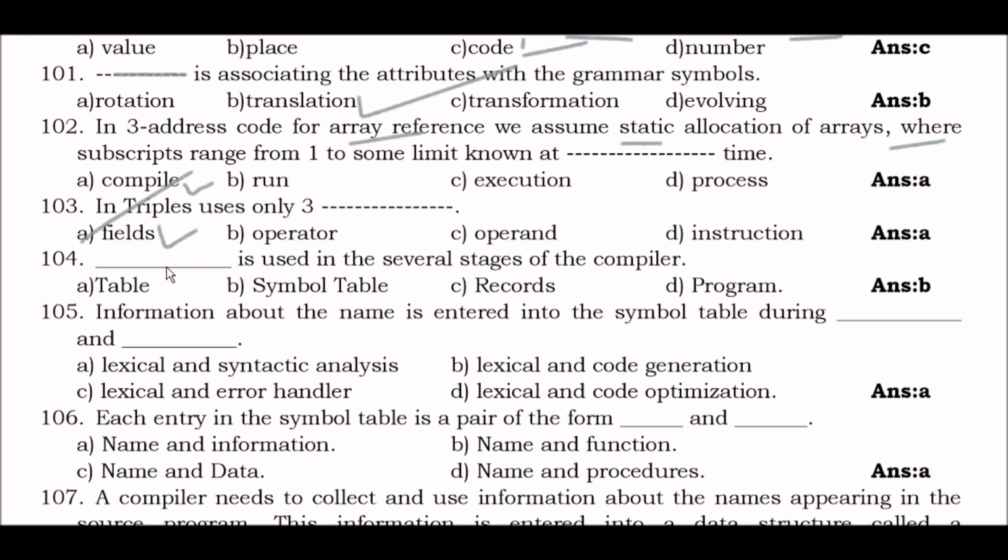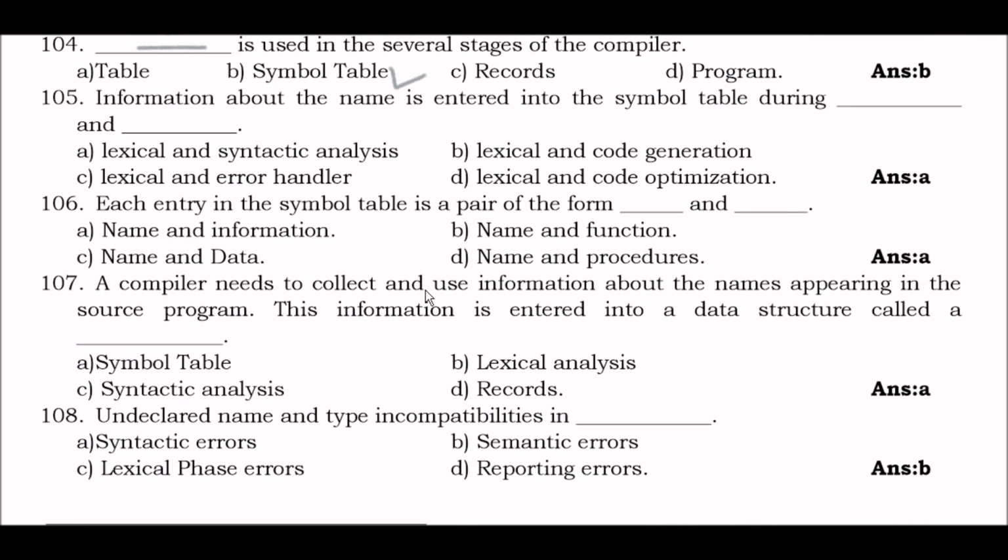Next question. Symbol table is used in the several stages of the compiler. So the right answer is option B, symbol table. Next question. Information about the name is entered into the symbol table during lexical and syntactic analysis respectively. So the right answer is option A.